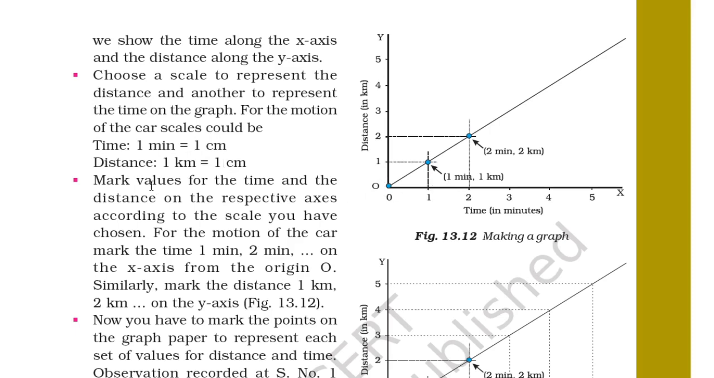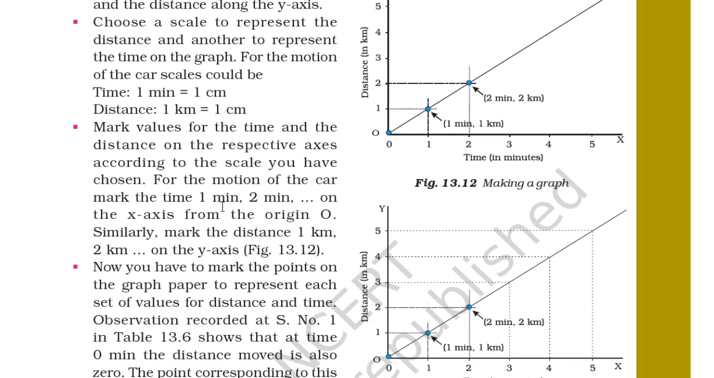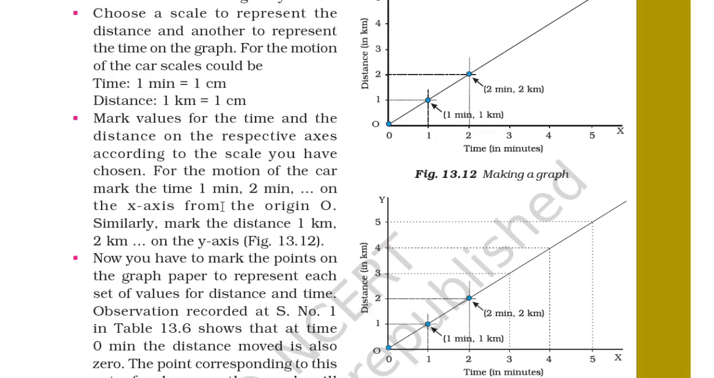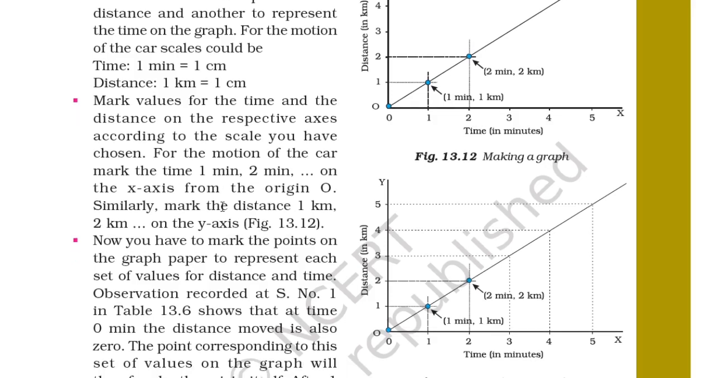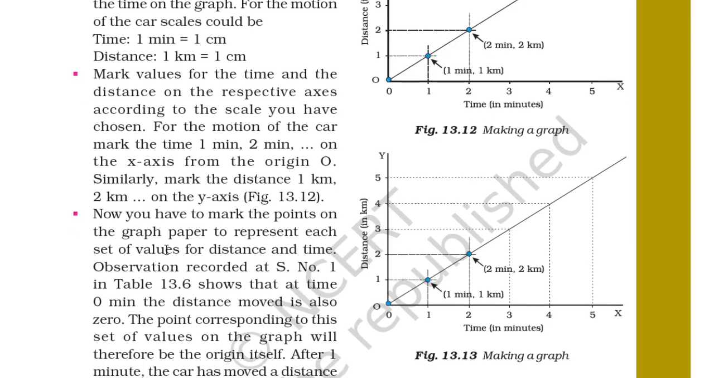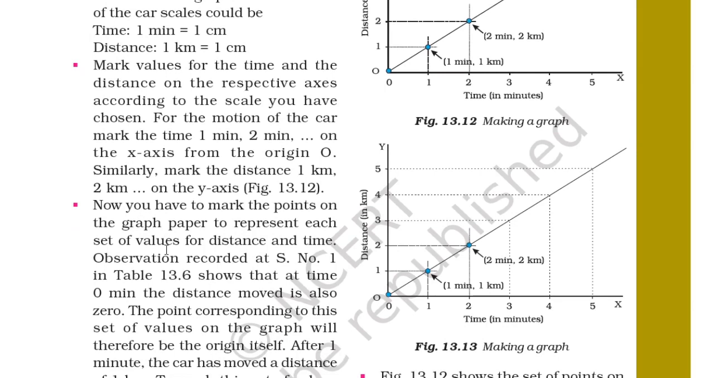Mark values for the time and the distance on the respective axis according to the scale you have chosen. For the motion of the car, mark the time 1 minute, 2 minute on the x-axis from the origin O. Similarly, mark the distance 1 kilometer, 2 kilometer on y-axis. You have seen this 1 kilometer, 2 kilometer in y-axis and 1 minute, 2 minute in x-axis. So it is clear. Now you have to mark the point on the graph paper to represent each set of values of distance and time.